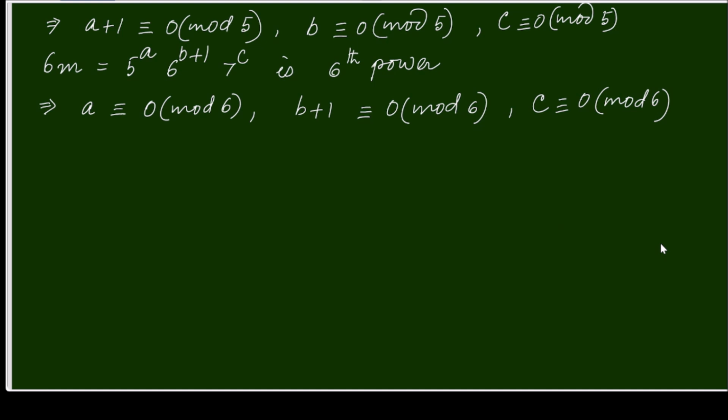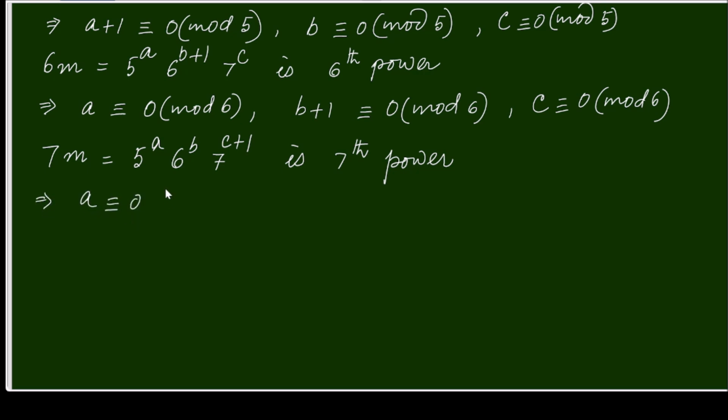Now coming to the last part, 7 times m equals 5 power a, 6 power b, and 7 power c plus 1. Since 7 is multiplied, it is a seventh power. So this implies that a is congruent to 0 modulo 7, b is congruent to 0 modulo 7, and c plus 1 is congruent to 0 modulo 7.